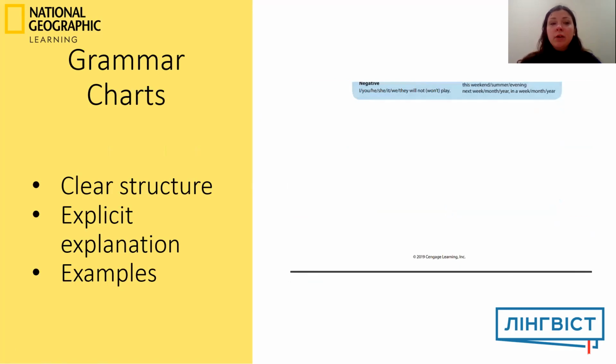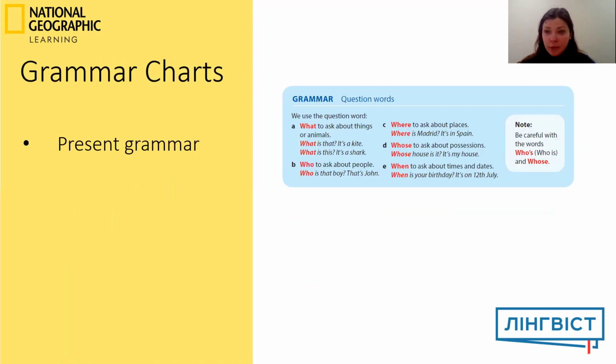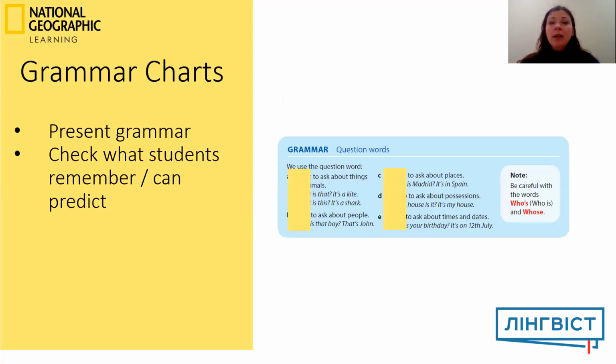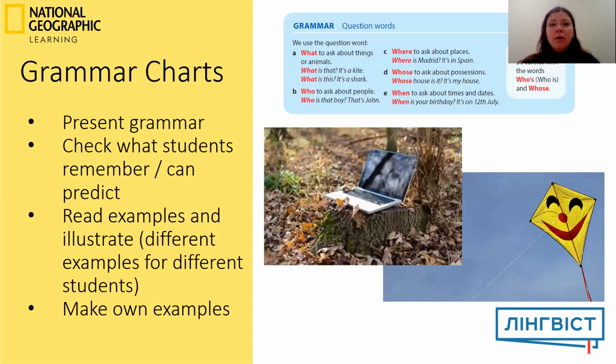Also, it's very easy to project on the screen when you have an online lesson. You can present the grammar, you can focus students' attention on these red words. You can cover some things and ask your students, okay, what was there? Let's check. Or you can ask them to read the examples because every explanation has lots of examples, and then they can illustrate those examples or create their own.